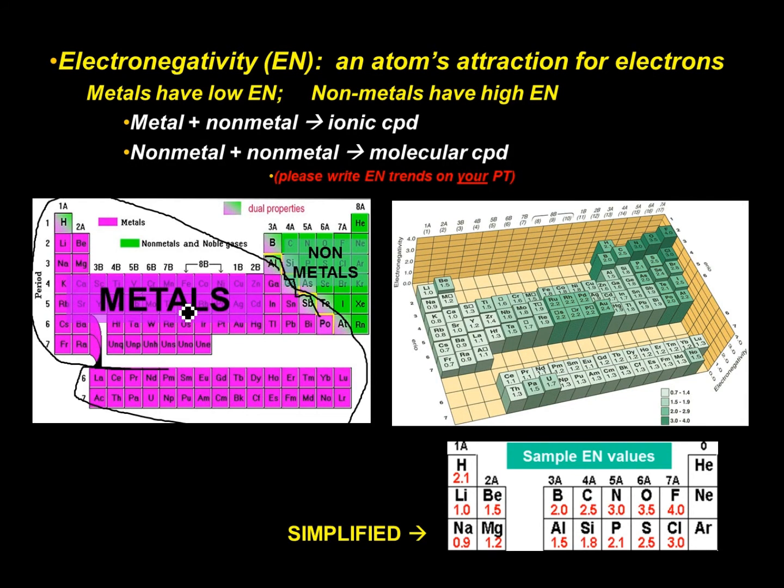Everything on the left side is a metal. Everything on the right side is a non-metal. Metals typically have a low electronegativity, so that's here. Metals have a low electronegativity, and non-metals typically have a high electronegativity.